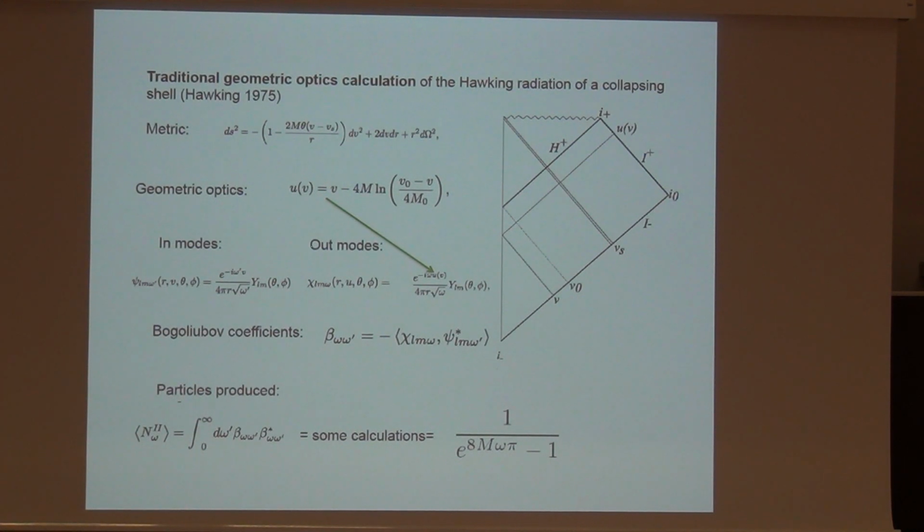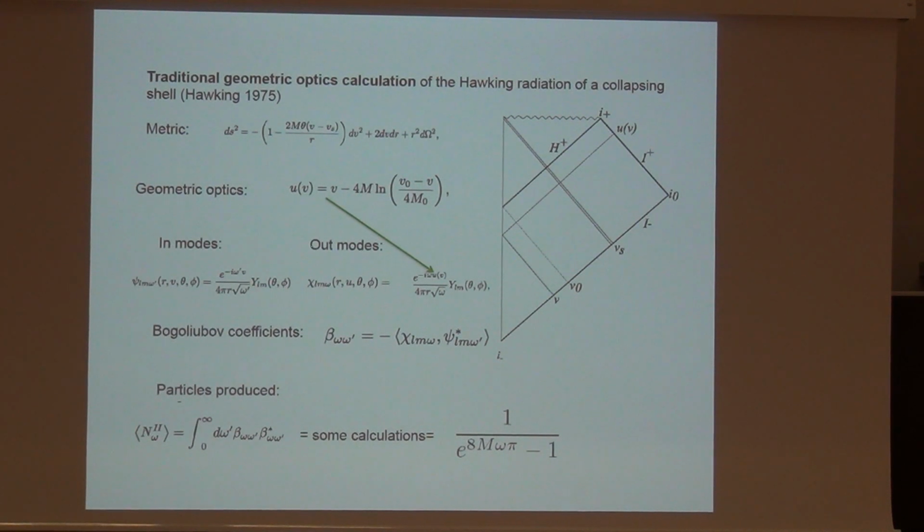What is this thing? Well, you have a shell that collapses and forms a black hole. Space-time is Schwarzschild up here, flat space-time down here. And the geometric optics approximation says if I throw in a light ray from here, it bounces and comes back, like that. And there's a limit ray, of course. If I bounce like that, I come in at the horizon, and anything beyond that will fall into the black hole.